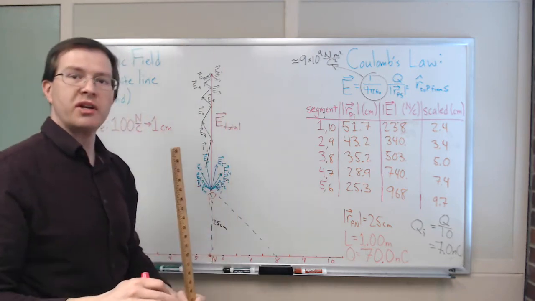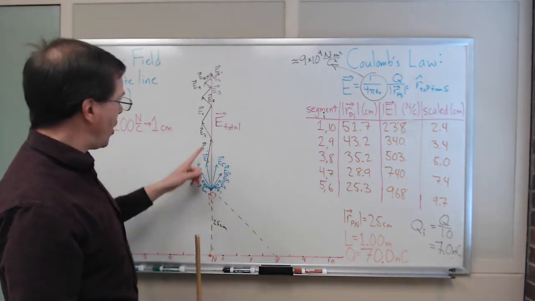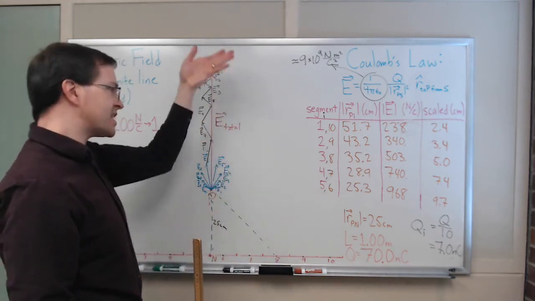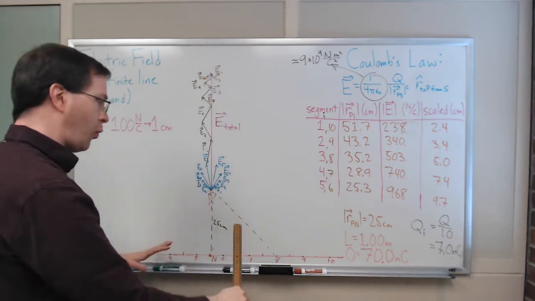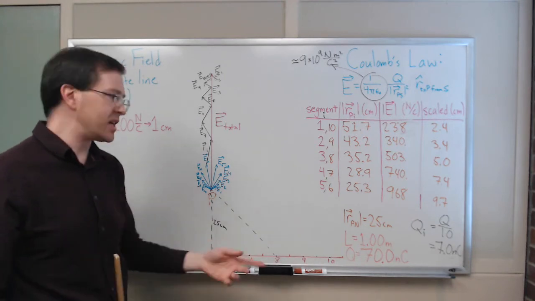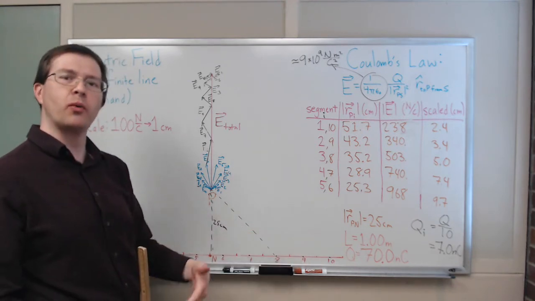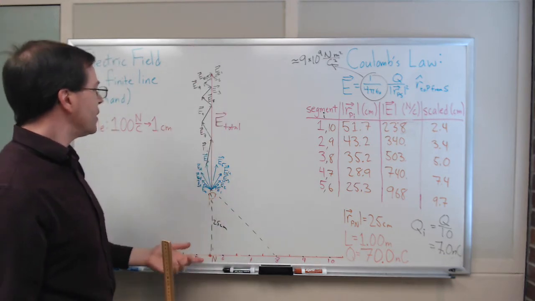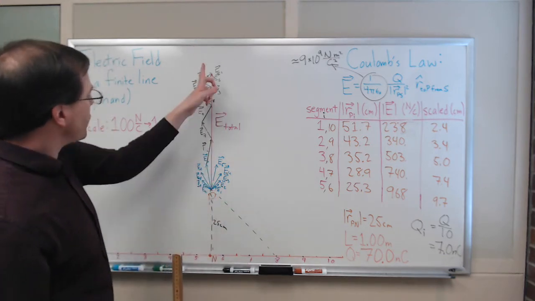Couple things to notice about E total. First of all, it is longer than any of the individual vectors were, because we added them up and they were more or less in the same direction. They were all upward, all away from this long line of charge. That's what we expect, right? It's a positive charge, and electric fields point away from positive charges, so we expected all the vectors to point upward. That's great. Also, it is basically straight upward.